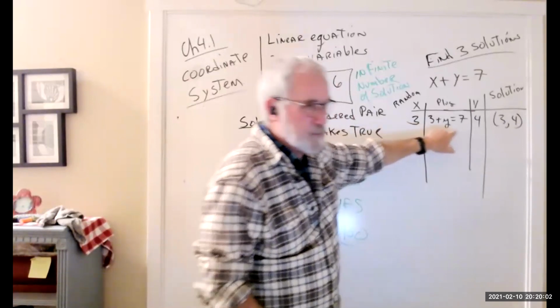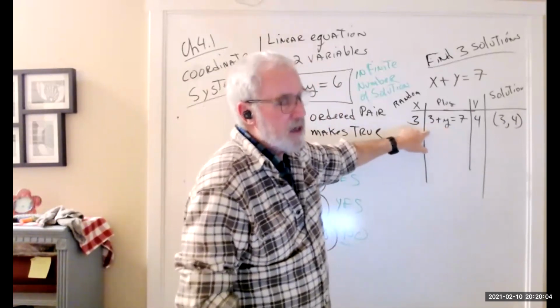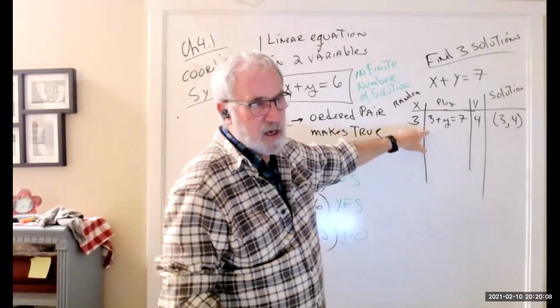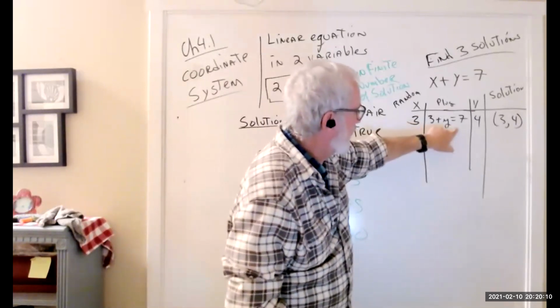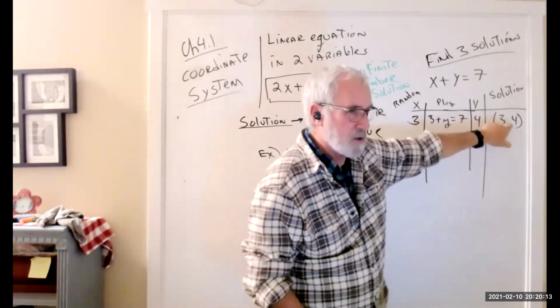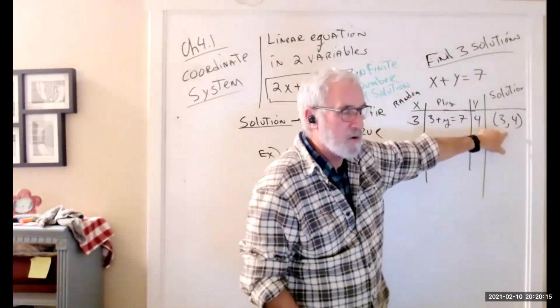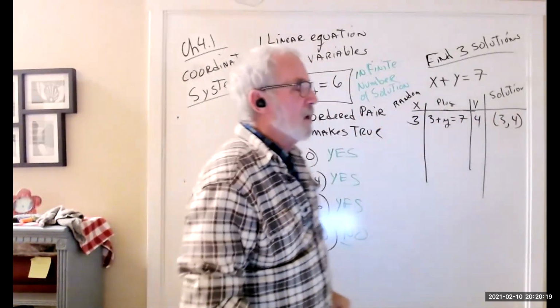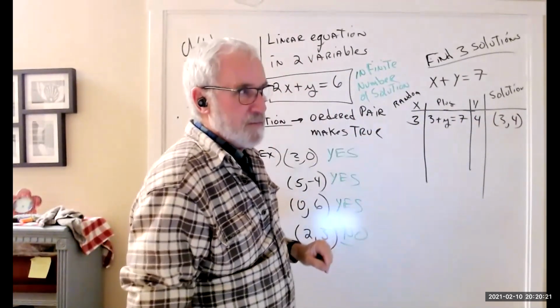Now, that was pretty easy. I could solve that one in my head. Others, not so easy, but I could find it. I got a Y value, so my solution is the ordered pair 3, 4. Okay, now, I said find 3 of them.